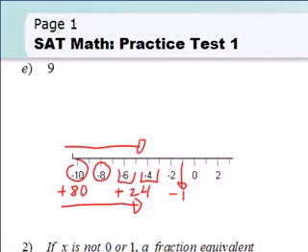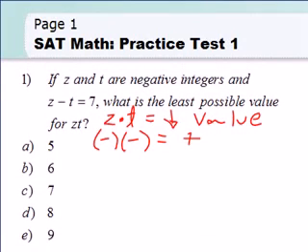So I know, going back to my formula over here, I know that one of these two letters, z or t, has to be equal to negative 1. So let's go back to the formula. z minus t is equal to 7. One of those two has to be negative 1 for me to get the least possible value of the product of those two negative integers.